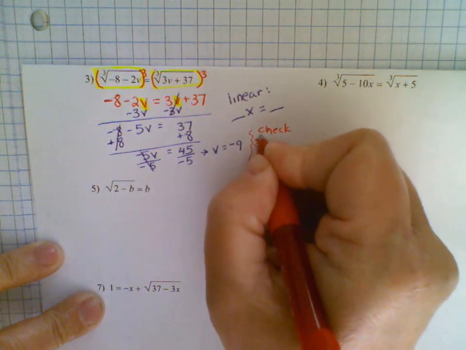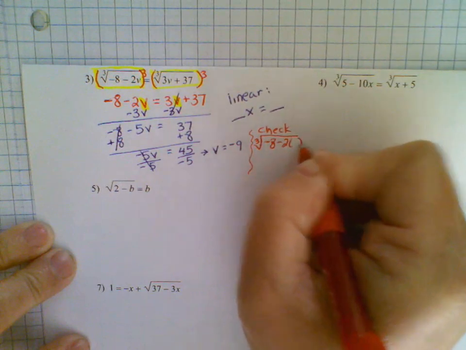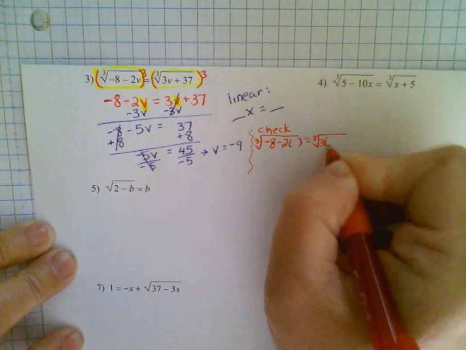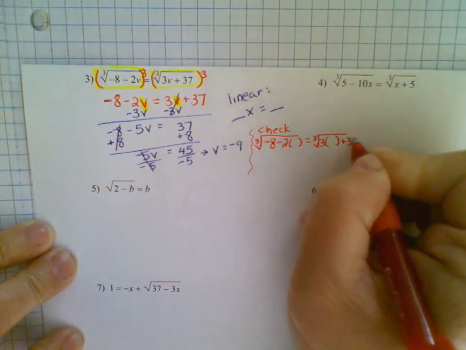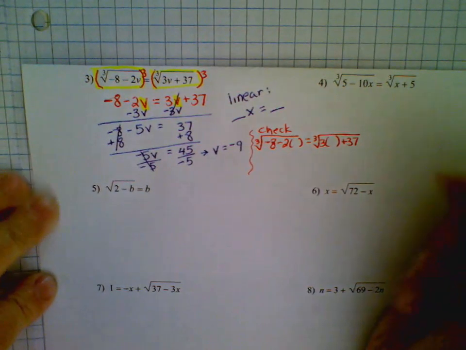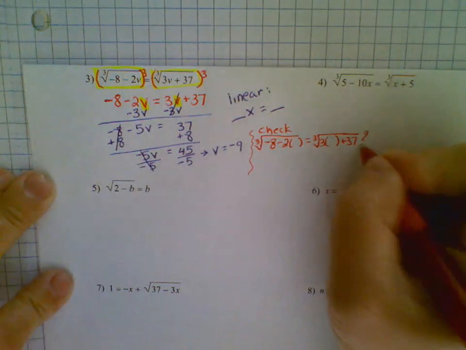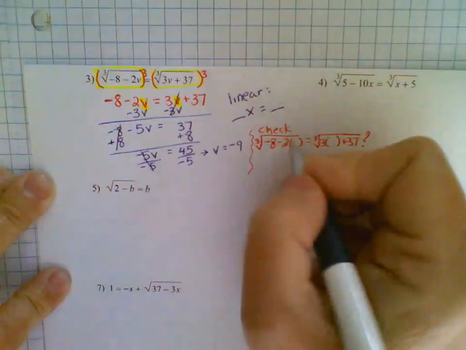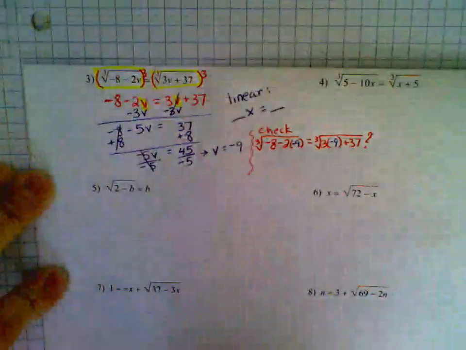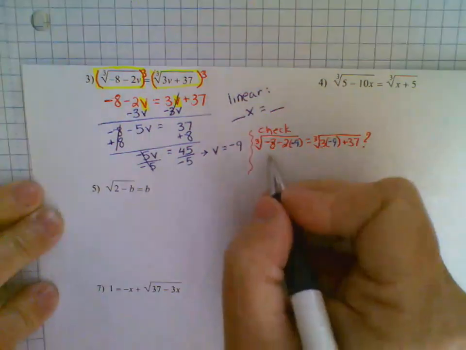So I'm going to have the cube root of negative 8 minus 2 times something equals the cube root of 3 times something plus 37. I know I'm kind of invading the space for number 4 here, but that's all right. You can do these on a separate sheet of paper if you need to. So what we're doing is we're checking to see, is this a true statement when I put in my solution? All right, it looks complicated, but really we just have to make sure that the thing underneath the radicals matches.